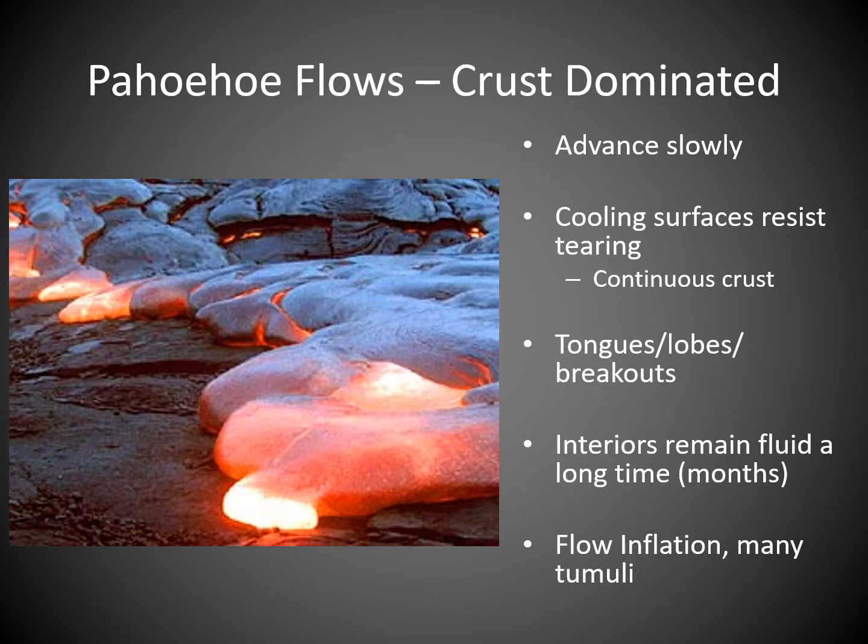So pahoehoe flows are crust dominated. These form a crust which holds back the flow. Eventually, though, the flow will break through the crusted flow surface and you'll get little tongues and breakouts and flow lobes. And because it forms a crust and because the cooling then has to occur through conduction, that takes a long time. And these interiors remain fluid for quite some time.